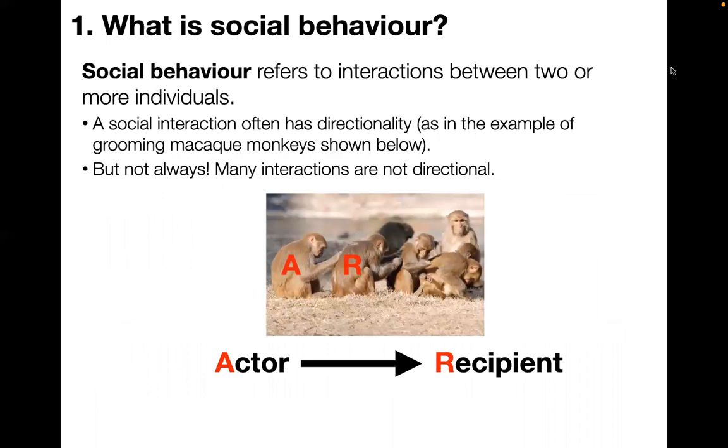So moving into the lecture material. We talked about this a little bit already on Wednesday, but to begin with, what is social behavior? Social behavior is just interactions between 2 or more individuals. A social interaction often has directionality, like the example of the grooming monkeys shown on this slide, where there's an actor and a recipient. So there's one individual doing something to another, but not always. There's a lot of social interactions that are not directional.